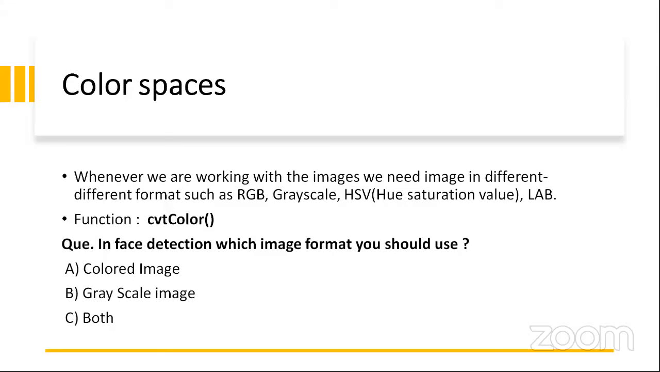Now we move forward to color spaces. So what is color spaces first, and why do we need it? Whenever we are working with an image, we need the image in different formats: RGB, grayscale, HSV, LAB. We need to do the conversion. For this, we have a handy function in OpenCV, cvtColor, that is very helpful to do the color format conversion. So now you guys are thinking why we need a conversion.